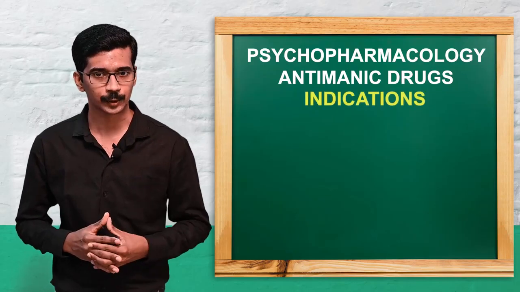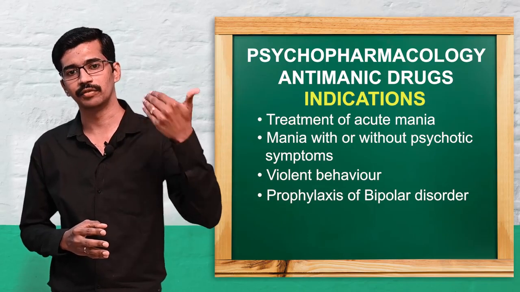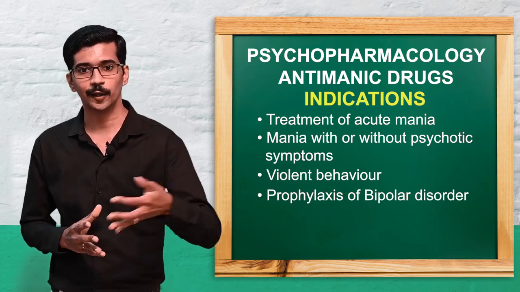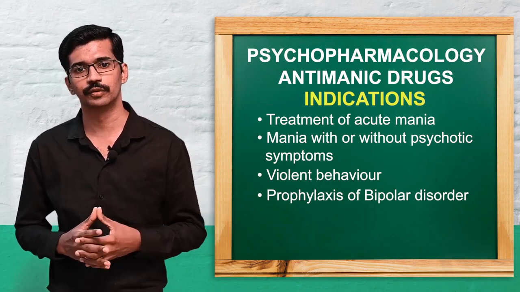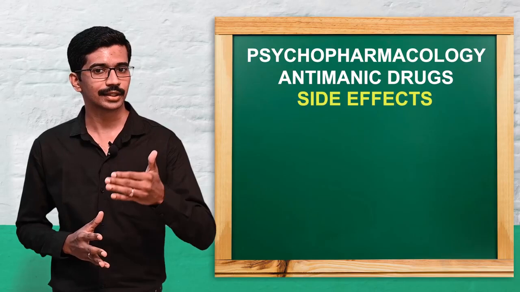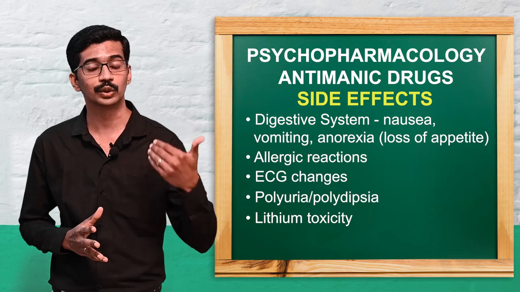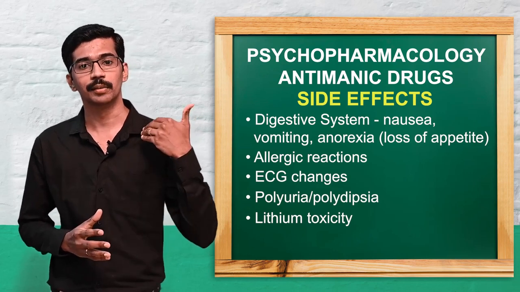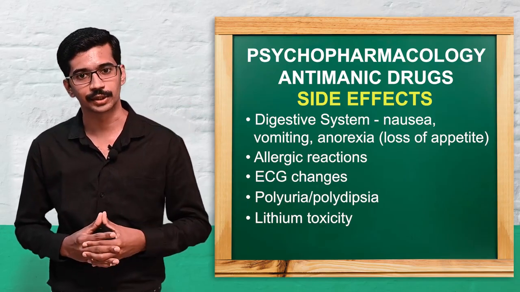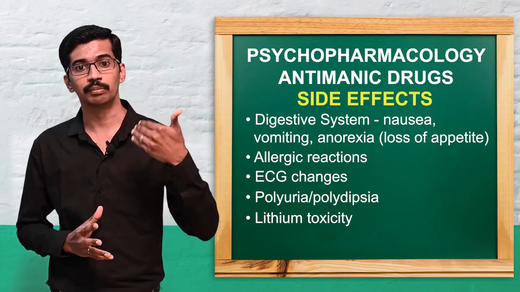Coming to the indication, mainly it is used for manic cases, any type of mania like hypomania, mania with or without psychotic symptoms. Apart from this, if the patient is having violent behavior, or as a prophylaxis for bipolar affective disorder, we use the anti-manic drug. It has certain side effects. The digestive system side effects may produce nausea, vomiting, and the patient may have anorexia, loss of appetite. Apart from that, it may cause severe allergic reaction, certain ECG changes, and polyuria, polydipsia.